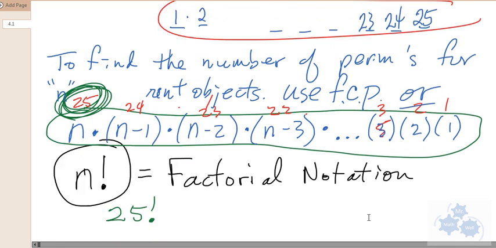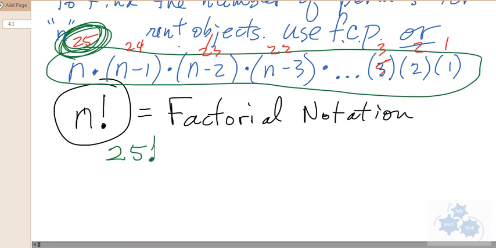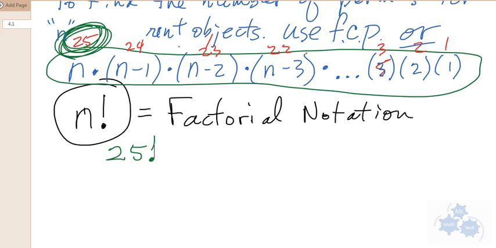Yeah, you'd be here a long time. Okay. Factorial, got it? So, fundamental counting principle now is a little bit easier.